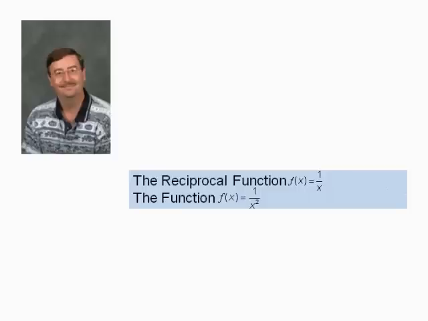And in the upcoming videos, we're going to look at what are called rational functions, which are really fractional type functions. So we're going to start looking at what's called the reciprocal function, f of x equals 1 over x, and another one, f of x equals 1 over x squared.